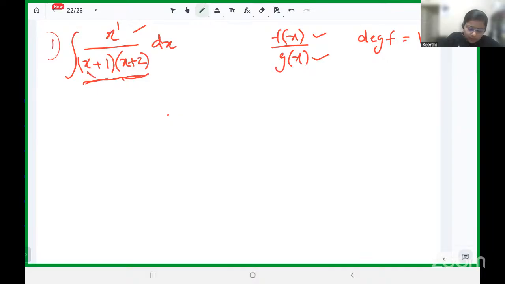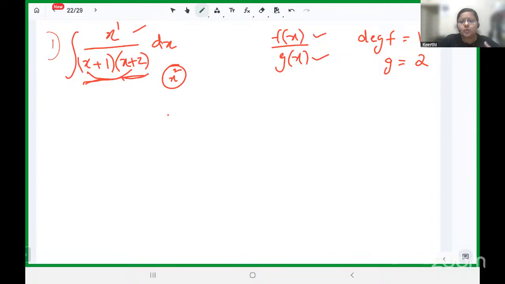So if you multiply like this, it's actually (x plus 1) into (x plus 2). If you expand it, you will get a quadratic polynomial, right? x into x, that will be x square. That is the highest term of x, right? So what is the power of x here? It is 2. So degree of g is equal to 2. Okay, so the second condition is also satisfied, that is, degree of f of x is less than degree of g of x.